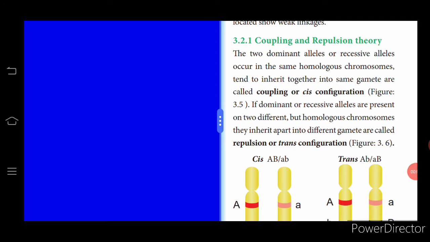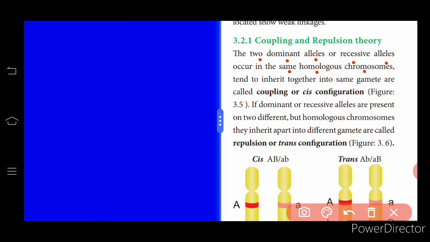Today we are going to a new topic, coupling and repulsion. Coupling and repulsion is explained with the help of experiment and also with the help of theory. As per this, it says that two dominant alleles, or two recessive alleles, can be present. Do you know what an allele is? It can be dominant or recessive. The same gene is present in the particular locus. So two dominant alleles or recessive alleles occur in the same homologous chromosome.